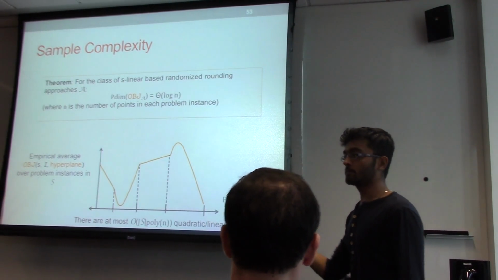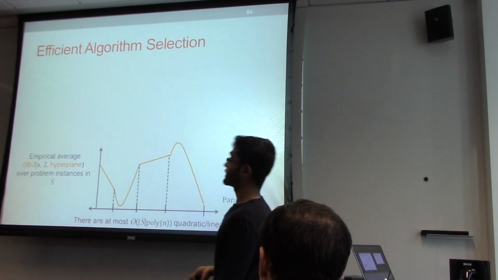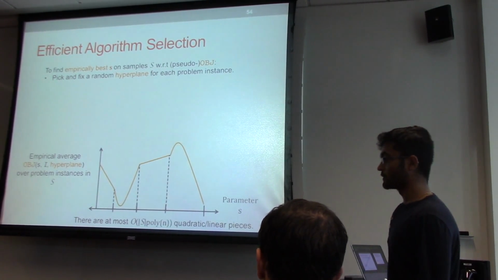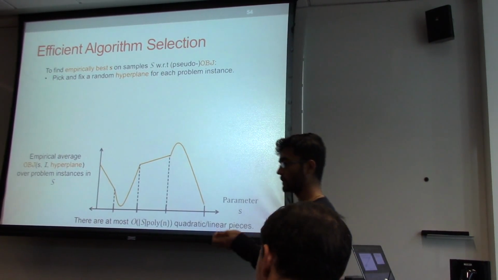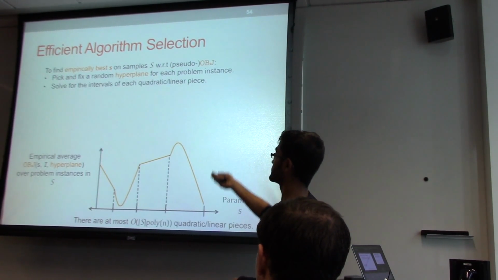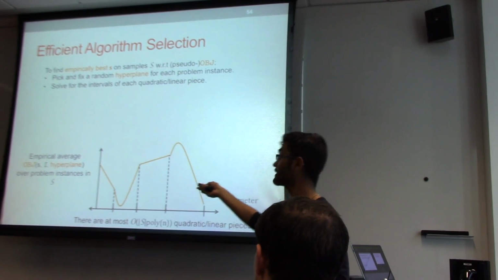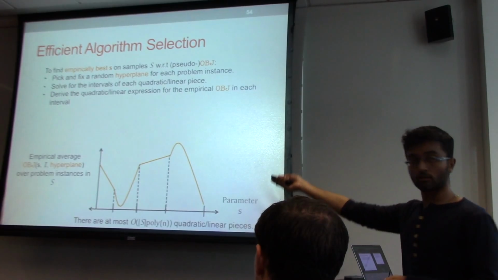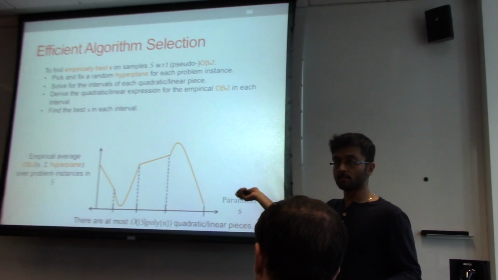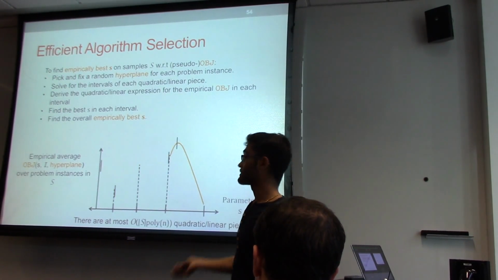And once we have established that you do not need too many samples, we now need to look for the efficient algorithm selection. So what we have to do is pick problem instances from the distribution, and pick these random hyperplanes, and then solve for the intervals, and we show how you can do that. Then we derive the actual quadratic or linear expression for each interval, after which you can find the best S in each interval. And then you can find the overall empirically best S.